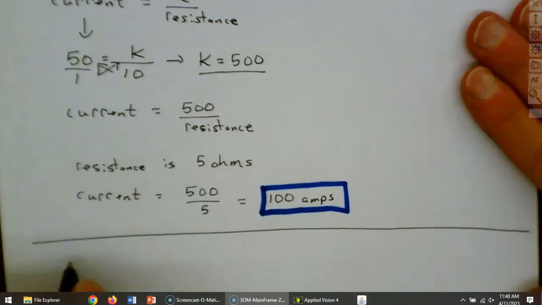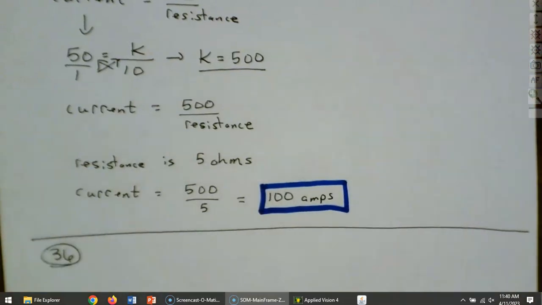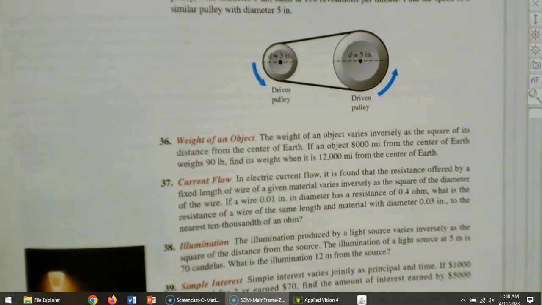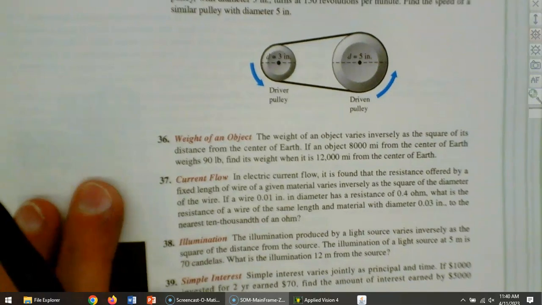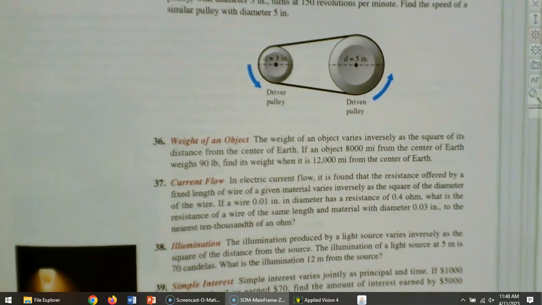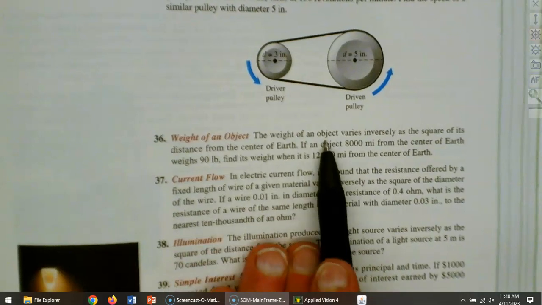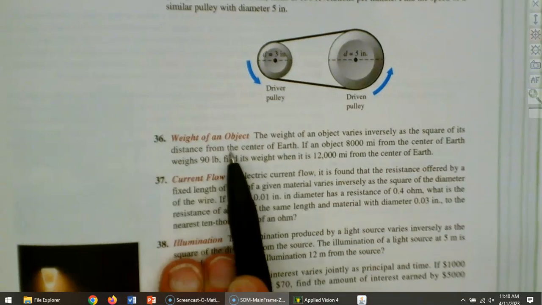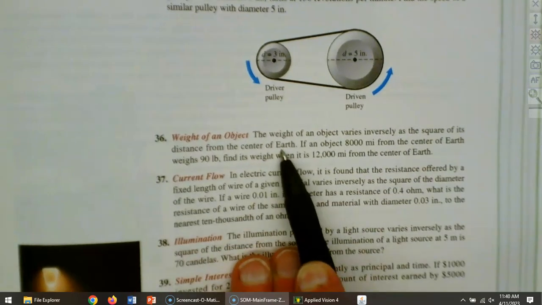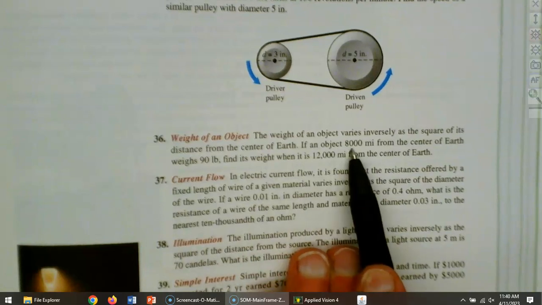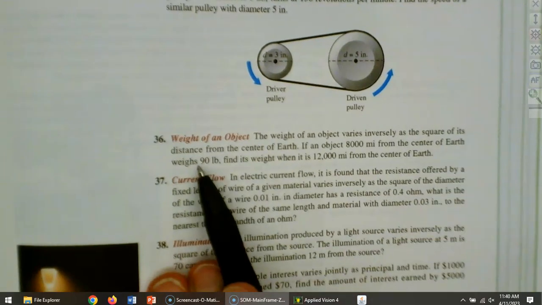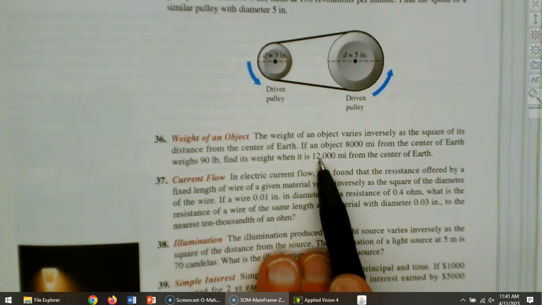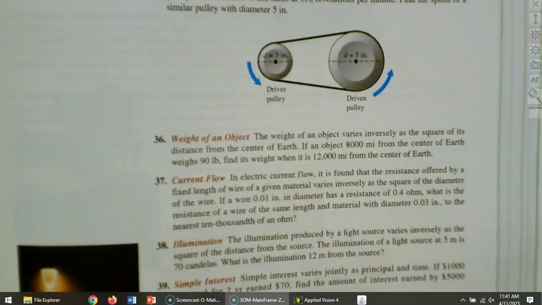Let's look at 36. So 36, we're going to look at the weight of an object. The weight of an object varies inversely as the square of its distance from the center of the earth. If an object is 8,000 miles from the center of the earth and it weighs 90 pounds, find its weight when you are 1,200 miles from the center of the earth.